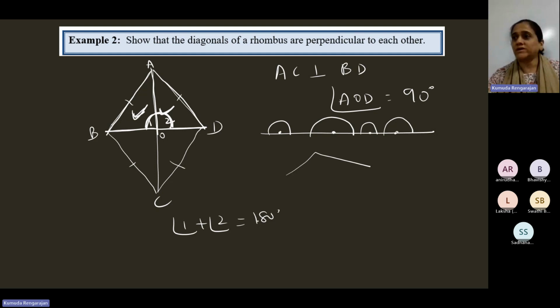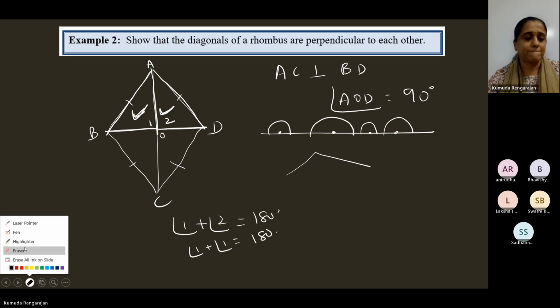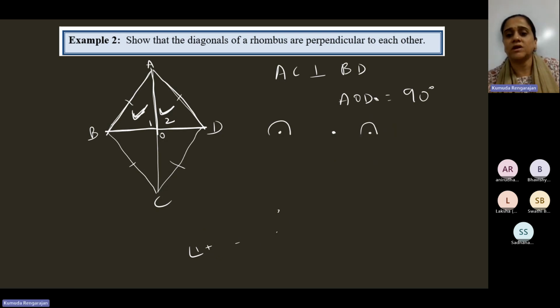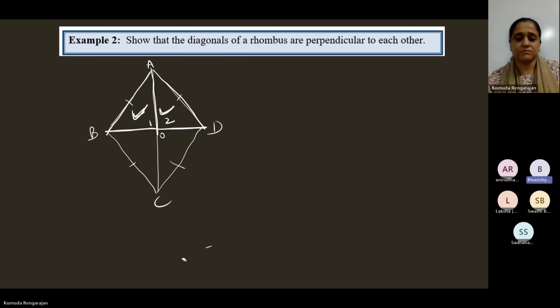So 1 plus 2 is 180, right? But 1 and 2 are equal angles. We just proved that they're equal. Angle 1 is equal to angle 2. So angle 1 plus angle 1 is equal to 180. Twice of angle 1 is 180. Angle 1 is equal to 180 by 2, 90 degrees. So angle 1 is 90. Both are equal, no? Angle 1 is 90. Wasn't that easy? Understood, all of you? Online students? Any questions? No, ma'am. Okay.